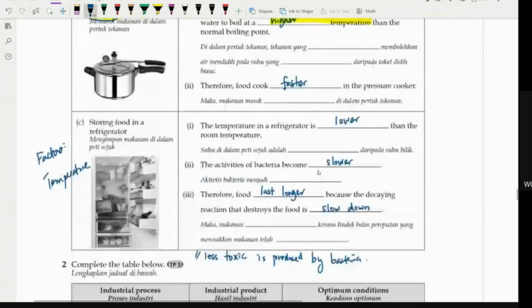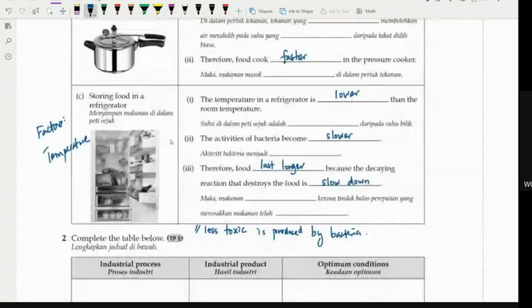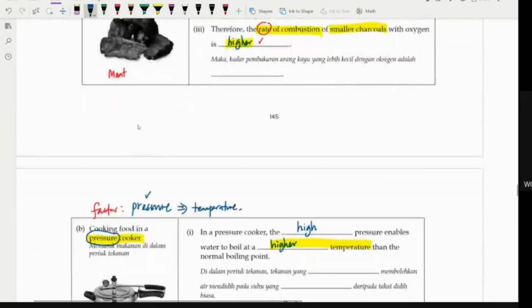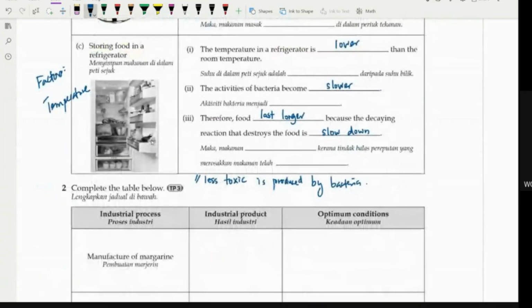So there are three applications commonly asked in the exam. First one is the size, sometimes the meat or charcoal. Number two is the pressure cooker. Number three is the refrigerator. Then sometimes the question will ask why food stored in the kitchen cabinet will spoil faster compared to the refrigerator. The explanation is that in the kitchen cabinet, the temperature is higher.